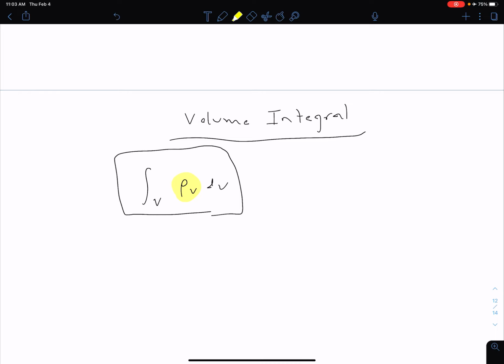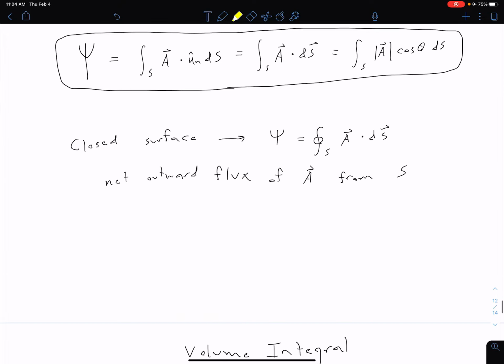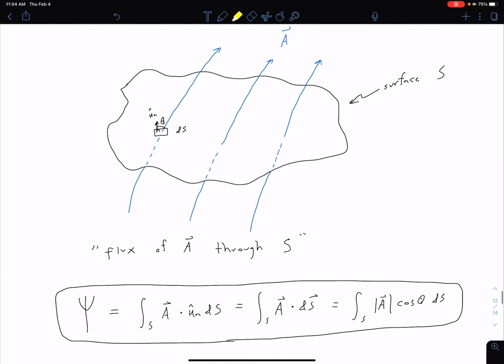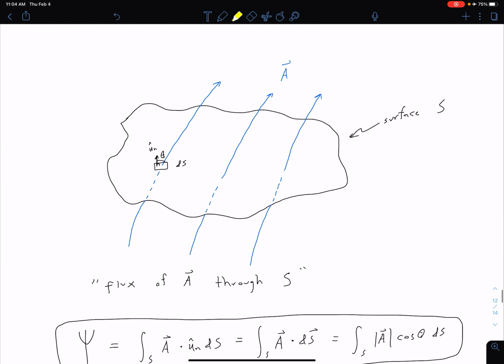In most cases, what we're going to see is that this rho v is going to represent a charge density, but it can also represent other things. So the physical meaning of what is going on here is going to depend on what our rho v represents, as well as, in the cases of our surface and line integrals, on what our A represents. Maybe it's an electric field, maybe it's a magnetic field. Depending on what it represents, we're going to have different physical meanings of these integrals.